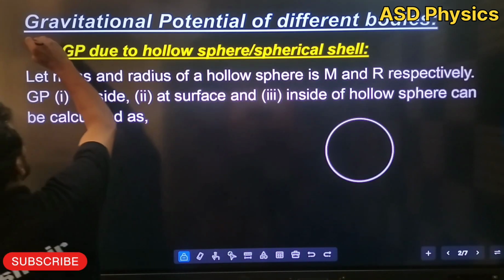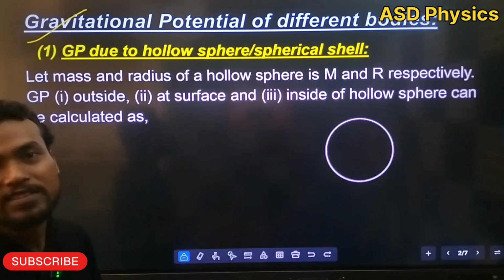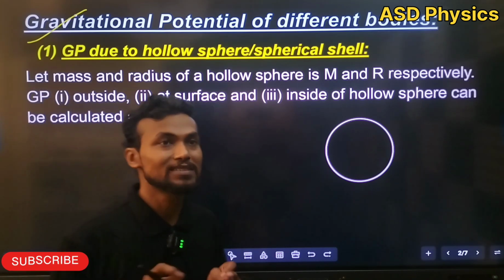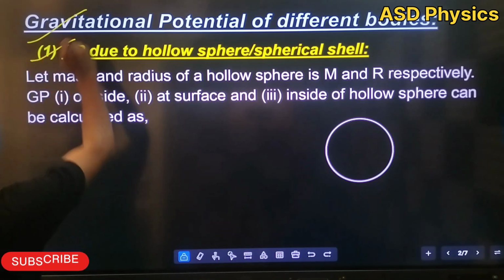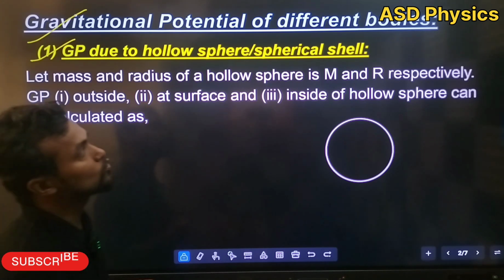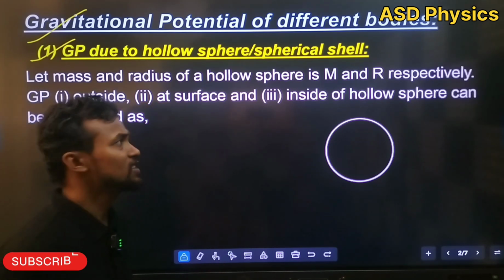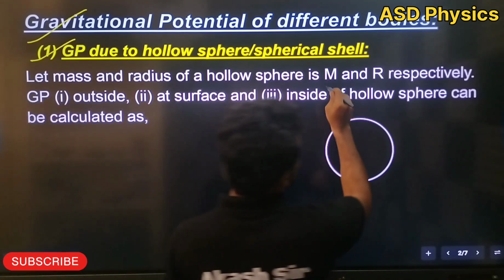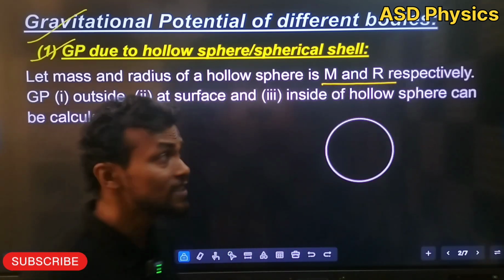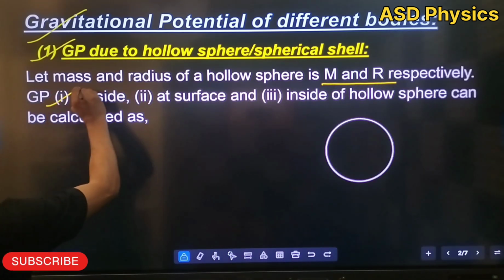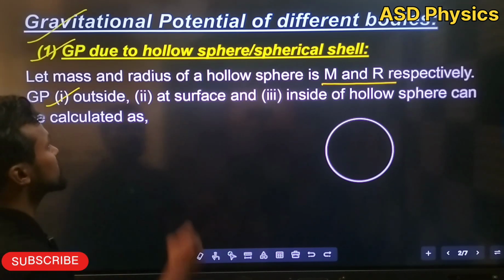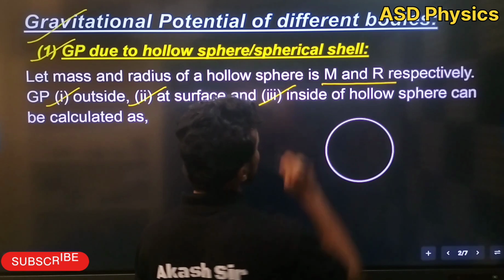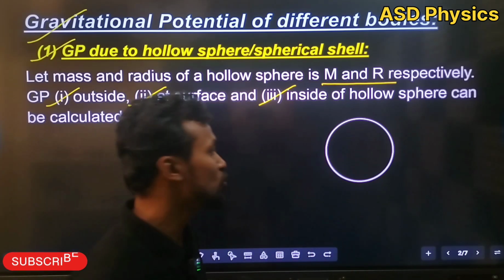So students, as I told you, gravitational potential of different bodies, graphs of this topic is very important. So see here please, what is the first topic here? The gravitational potential due to a hollow sphere or a spherical shell. Here let the mass and radius of the hollow sphere be M and R respectively. First we are going to calculate gravitational potential outside, then at the surface, and after that we will calculate inside also. So let's start one by one.